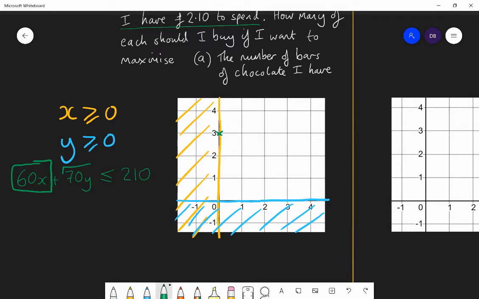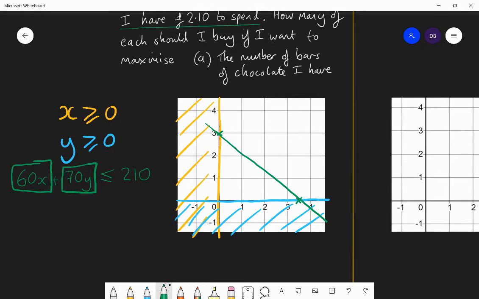And then if y is 0, then 70y will be 0, so 60x will be 210, so x would be 3.5. So then I draw my straight line. If I had a ruler, I would use it through those points, and that's the line 60x plus 70y equals 210. I draw it as a solid line because this inequality is less than or equal to.